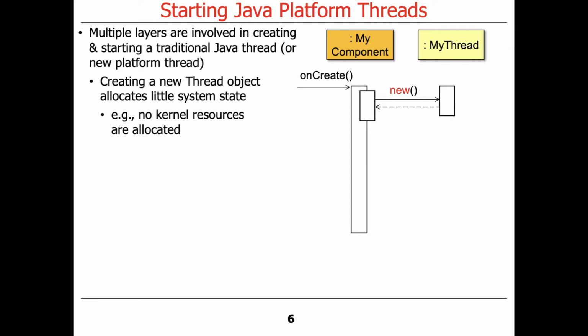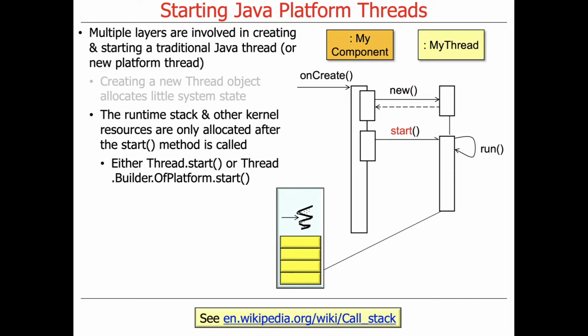The first thing you do is make a new thread object, like say new MyThread, and that allocates very little system state. It's basically just a Java object with a few fields in it, like the name field, the priority field, the ID field and so on. So no kernel resources are allocated when you say new. However, when you call start on a thread, that will actually allocate the runtime stack, which will run in the kernel if it's a platform thread or a traditional thread. Once the start call is made, the stack will be created and run can begin doing its thing in the context of that kernel thread.